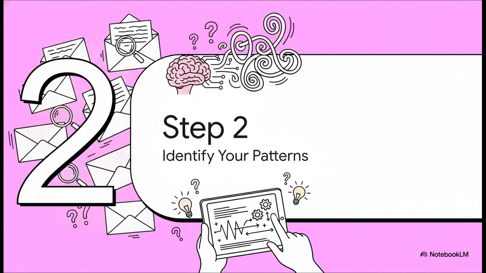Okay, on to step 2. Now that your emails are all loaded up, you're basically going to turn the AI into your own personal linguistic detective. Now, you're not asking it to write anything just yet. The goal here is just to analyze. The prompt is super simple. Based on these emails, identify my unique writing patterns.